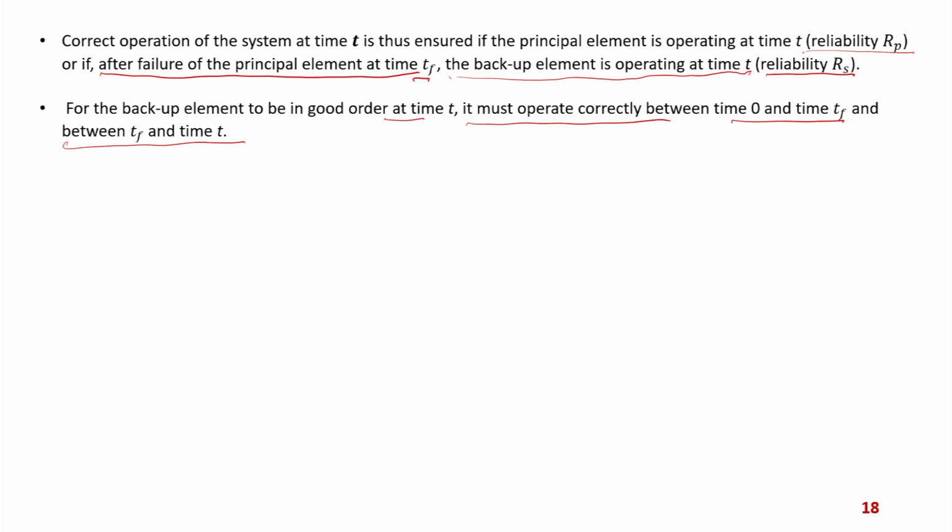So, if I consider all these cases, then I can write the system reliability as equal to R p plus R s. So, R p is given by this. What does it mean? That my system has worked throughout, there is no failure of the main unit.